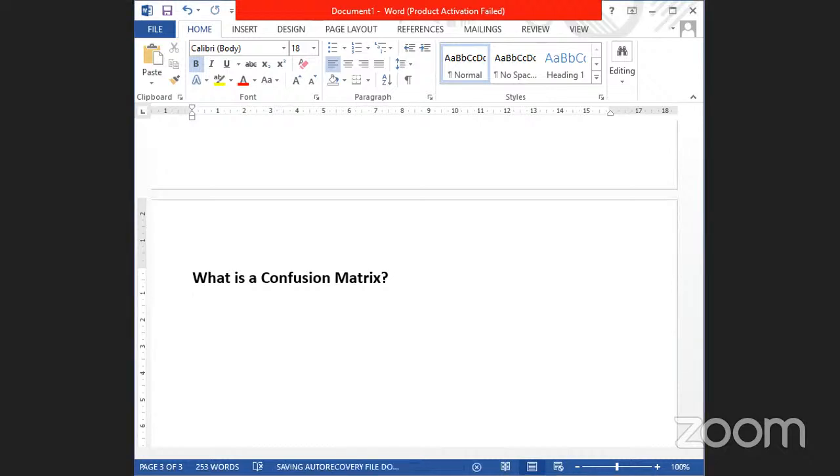So, confusion matrix, let me tell you the answer. What is the answer? And this is subjective. You can choose your answer according to you. Like every question is subjective.